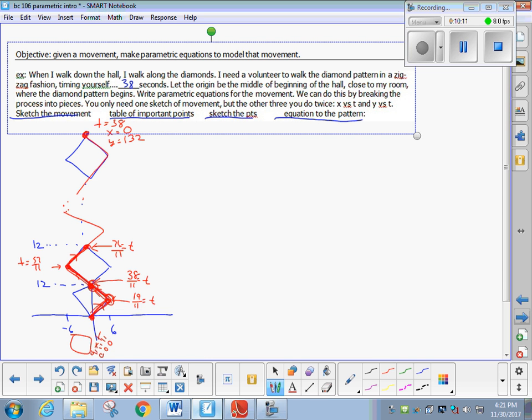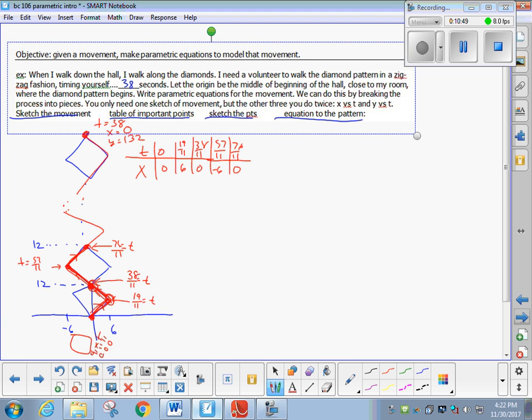So, after you get a feel for points and times, then you make a table of those important points and times. Now, we're really going to do this twice. One connecting time to where it is horizontally, and one vertically. Time 0, x was 0. Time 19/11ths, x was positive 6 because we went right 6 of the origin. Then 38/11ths where we were back to 0. 57/11ths where we were left 6. And then 76/11ths we were back to 0.